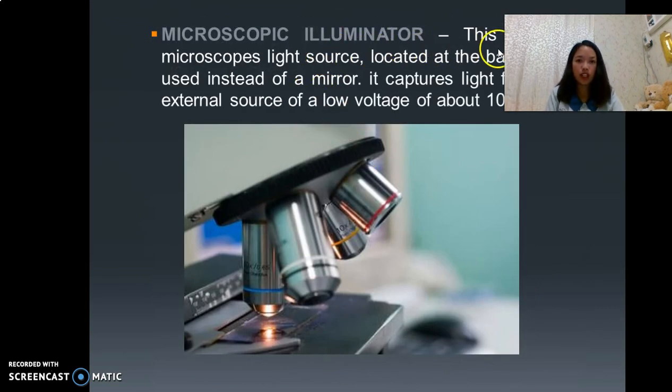Microscope illuminator. This is the microscope's light source. Located at the base, it is used instead of a mirror. It captures light from an external source of a low voltage of about 100 volts. So, next.